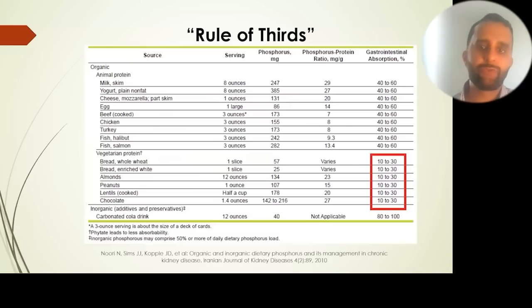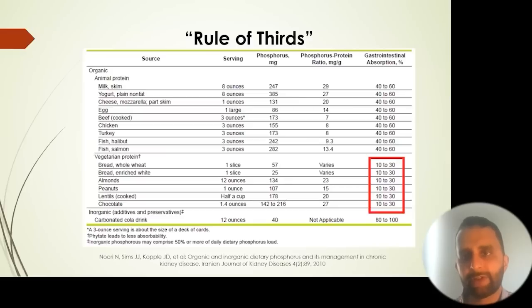And this has led to the rule of thirds. I borrowed this from a study that was published 12 years ago. In this study, you can conceptualize the absorption of phosphorus as 3/3, 2/3, or 1/3, hence the name rule of thirds. Animal protein falls into the 2/3 category, so you get about 40 to 60% of phosphorus from animal proteins being absorbed.